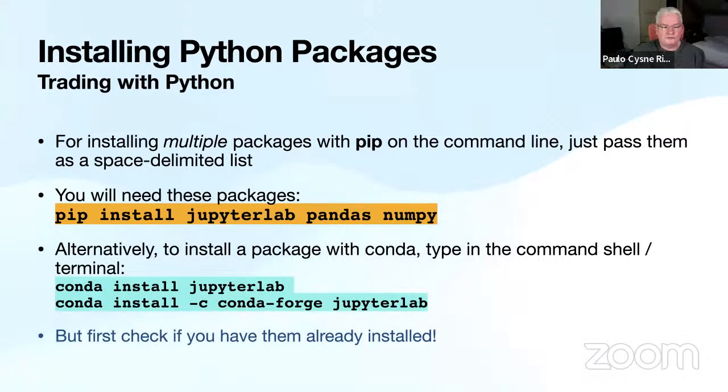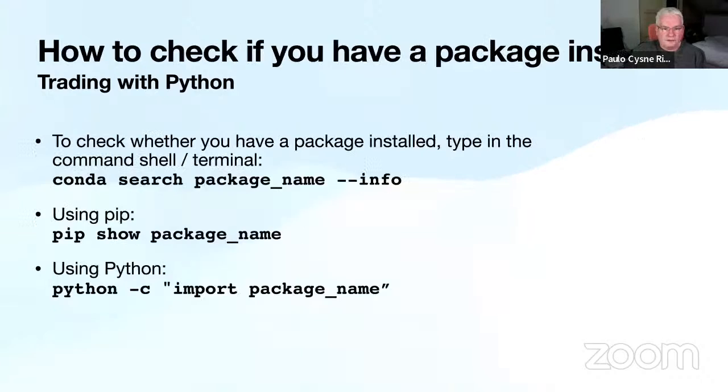So you should first check if you have these libraries. One way to check on conda is to do conda search, package name, for example, JupyterLab --info. It's going to show you if you have that package installed or not. If you don't have conda installed, you can use pip and just do pip show and the package name, for example, pip show JupyterLab. If you want to do it directly from Python, you can do python -c and then import package name.